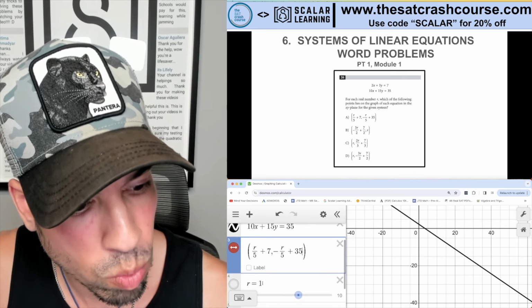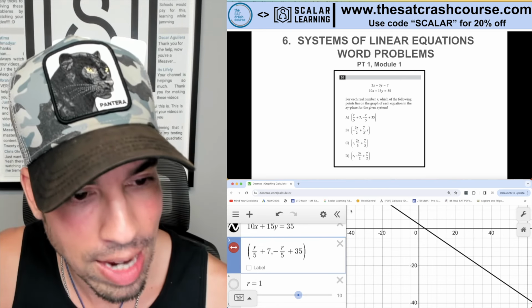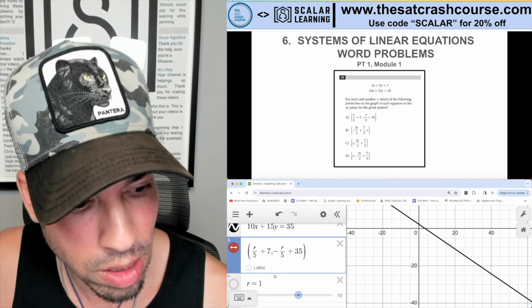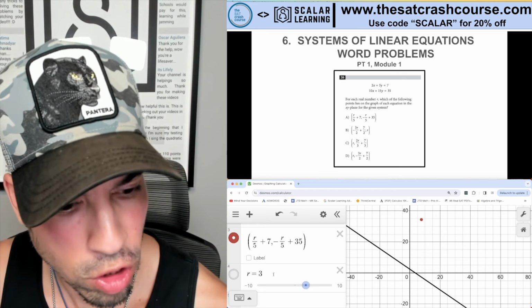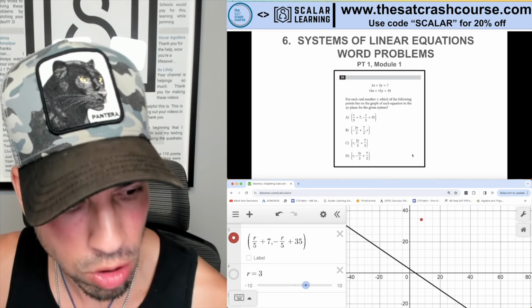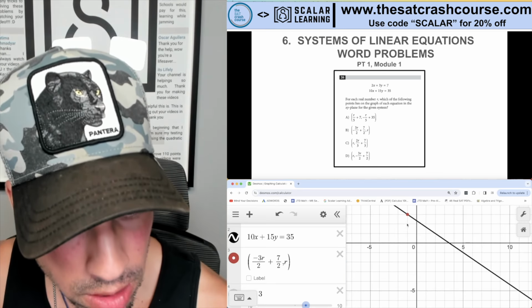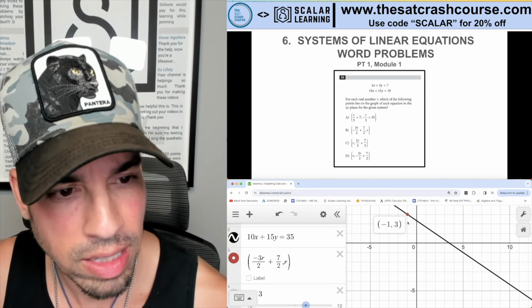Now, I put in 1 for r. That's totally allowed because it says r can be anything, right? R can be any real number. So why not set it to 1 or set it to 2 or set it to 3? So at this point, I've got r equals 3. Here's my coordinate. It's not on the line, so I can cross off A. Now let's try B. Now look at B. That looks like it's right on the line. This is probably a winner, and that's at negative 1, 3.